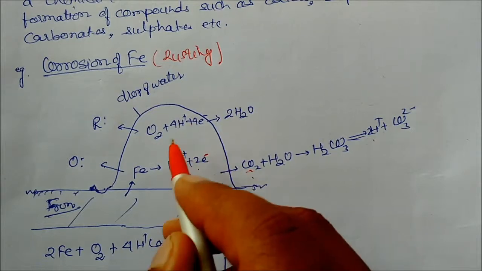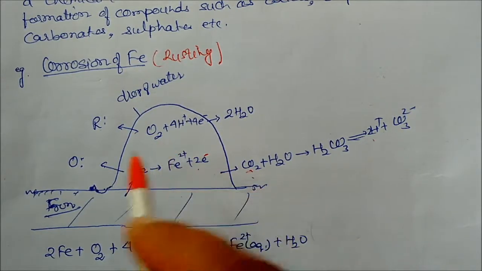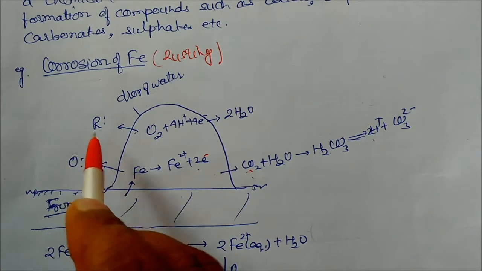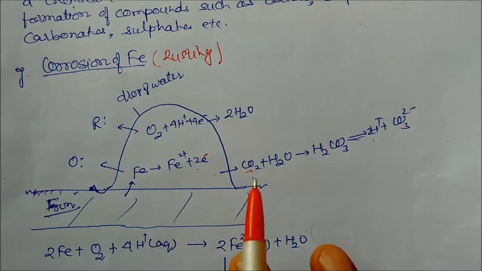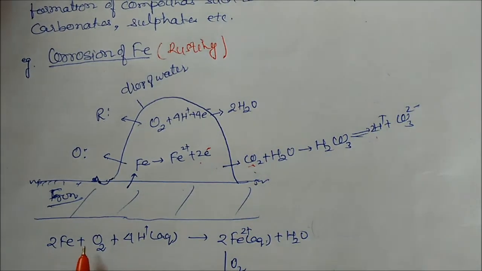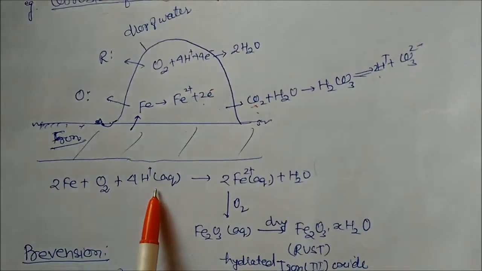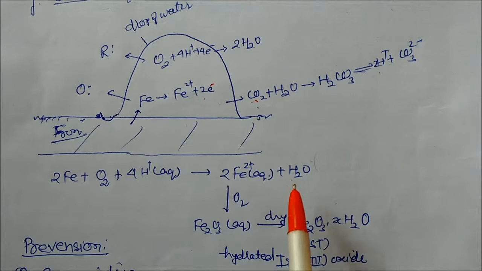So there are two types of reactions undergoing in this system. This is an electrochemical process. This process is oxidation and this process is reduction. This is a redox reaction, a phenomenon of redox reactions. After this, we have written one reaction: iron plus oxygen plus H plus. Combining these two equations, we get Fe2+ and water.